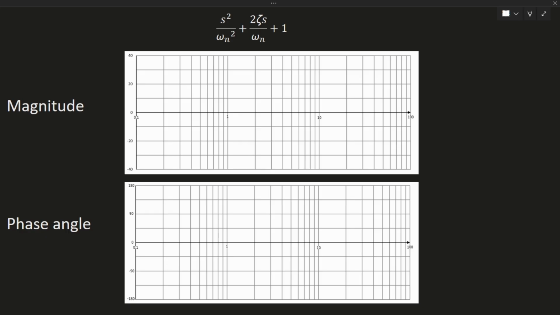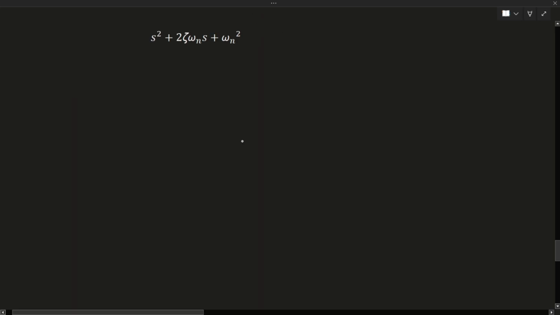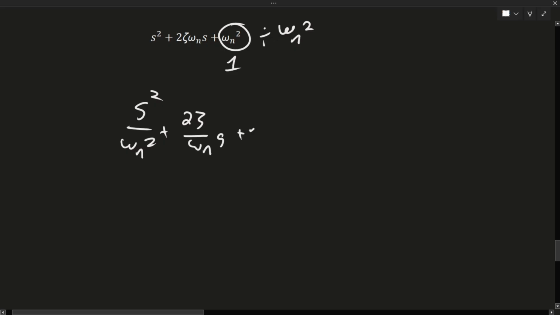Rule number 5 is your complex poles. This is probably the most complicated one, but it's not that hard. You have to transform it into this form right here. So let's say, for example, you have a form like this in your transfer function. This is your standard second degree polynomial. You have to transform this part into 1. So all you have to do is divide by the natural frequency squared. So you're going to get this. Once you have this form, you can follow rule number 5.